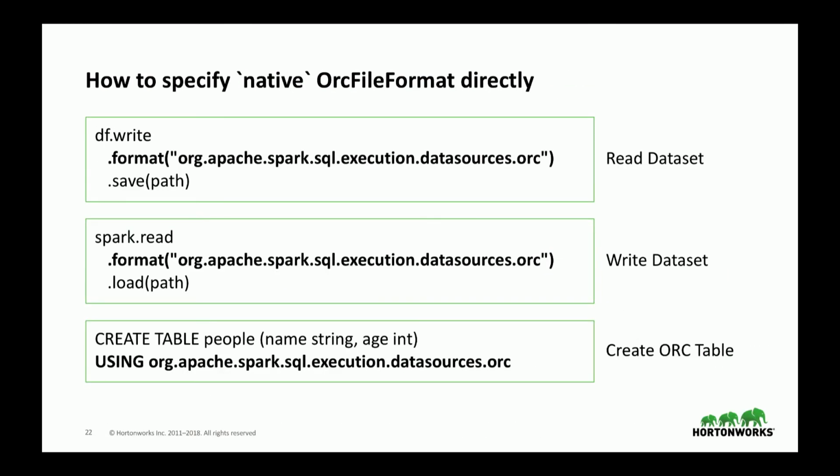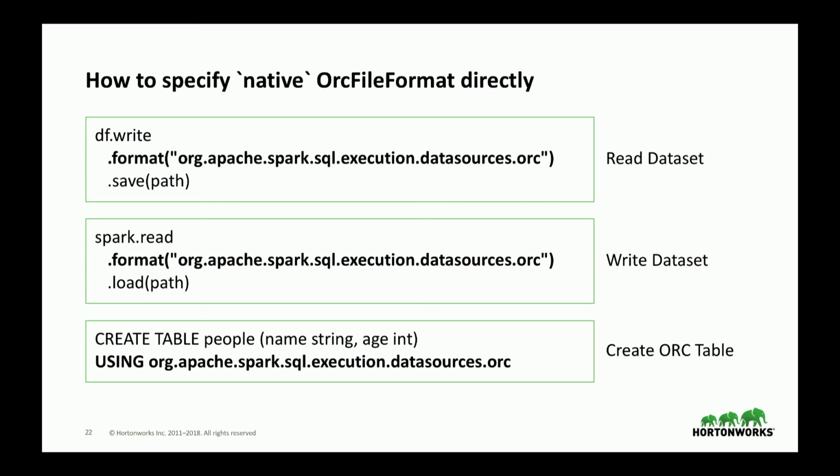So how can we use the new native ORC file format directly? Spark supports this like this. For org.apache.spark.sql.execution.datasources.orc, you can give the class name directly in the format option, or if you create a table with the USING syntax, it also accepts that kind of class path. In this case, you specifically assign the native ORC file format, so you can use it without any problem.